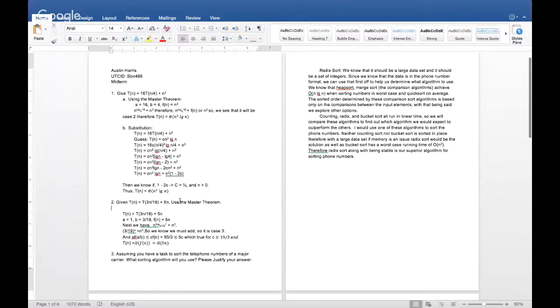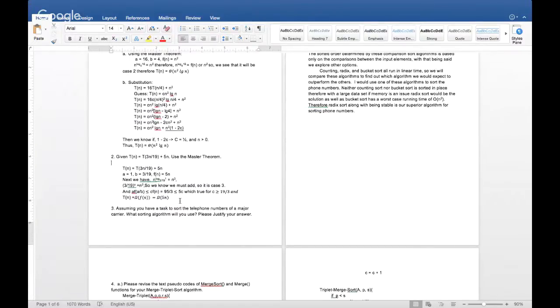So now moving on to number 2, using the master theorem, which is like part a of number 2. It says given T(n) equals T(3n/19) plus 5n, use the master theorem to find the asymptotic bounds.